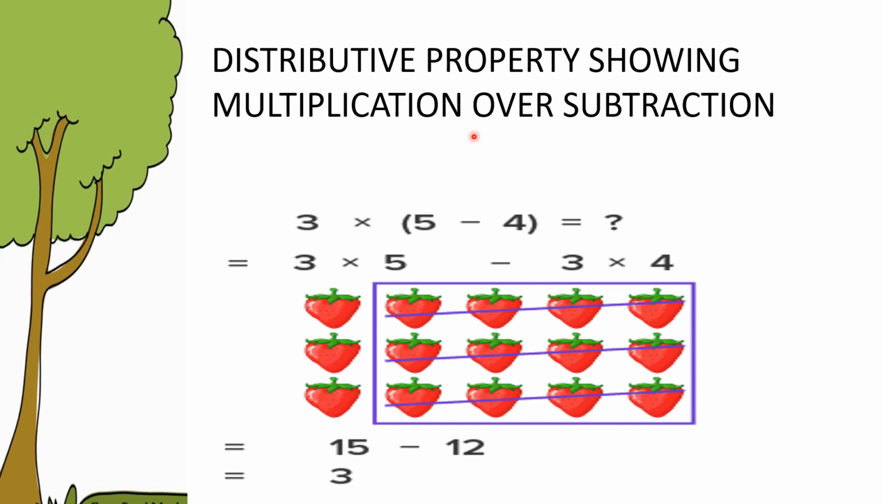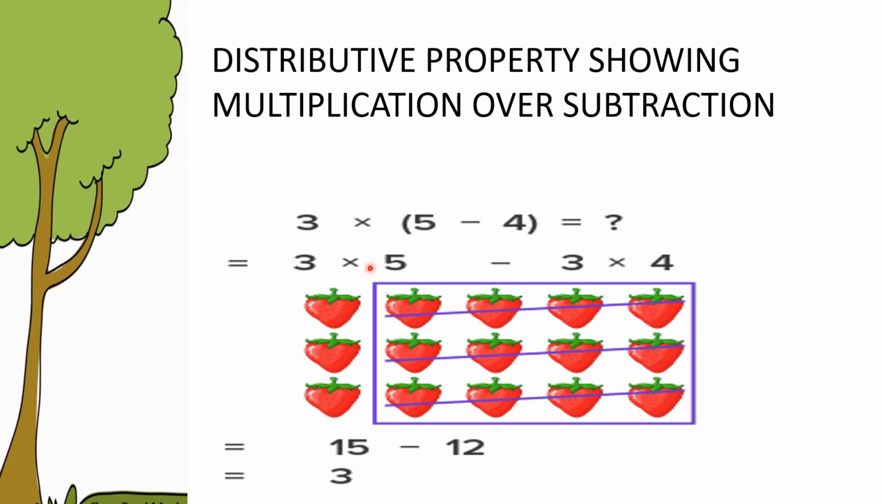Now, the distributive property of multiplication over subtraction. As I said, if there is a minus sign, you have to include minus. If there is a plus sign, you have to include plus. So 3 into 5 minus 4. What is 5 minus 4? It is 1. So 3 into 1 is equal to 3.